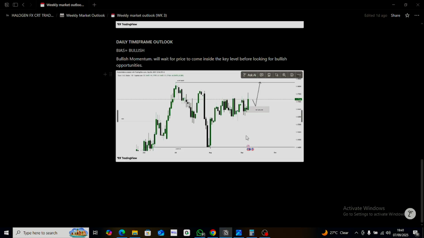But you can see on my screen here that Friday candle closed very much bullish. So I'm expecting price to come back into this key level, my change of state of delivery or order block, for me to now look for a bullish opportunity on my lower time frame. You can see how I analyze the market from the monthly time frame up to the daily time frame.